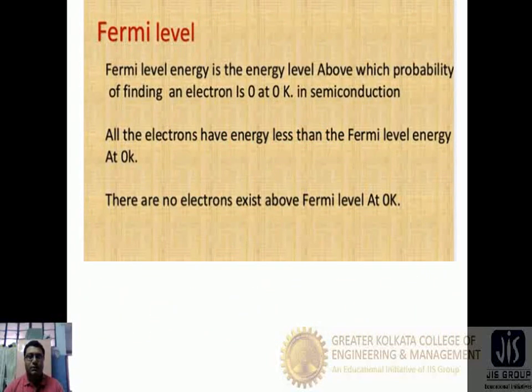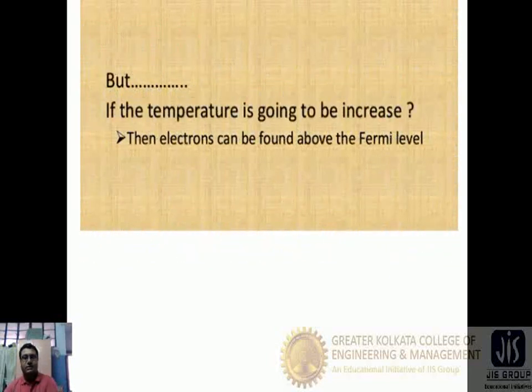So the Fermi level energy is the energy level above which the probability of finding an electron is 0 at 0 degree Kelvin. In a semiconductor, all the electrons have energy less than the Fermi level at 0 degree Kelvin. There are no electrons above the Fermi level at 0 Kelvin. But if the temperature is increased, then electrons can be found above the Fermi level.